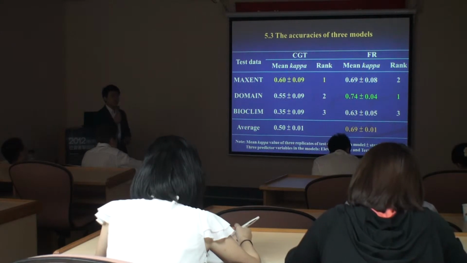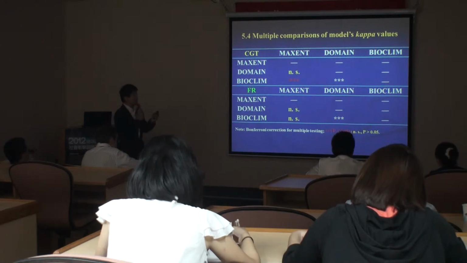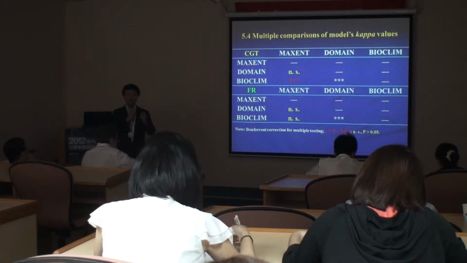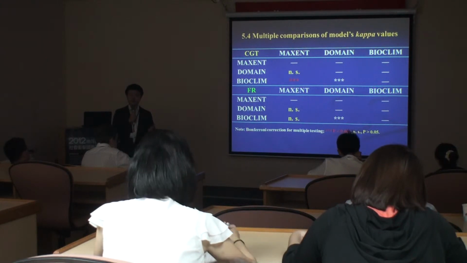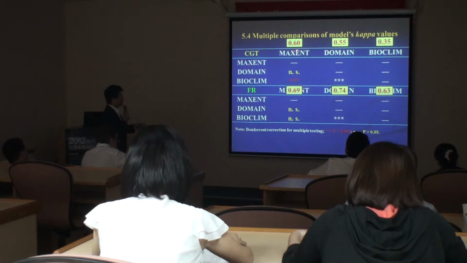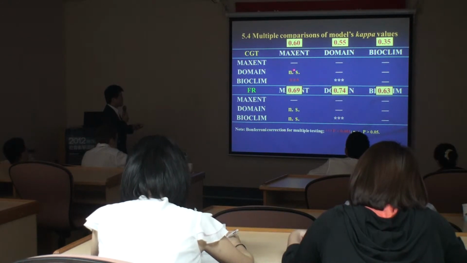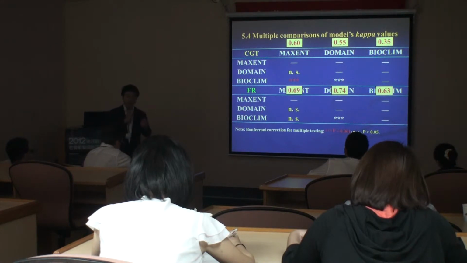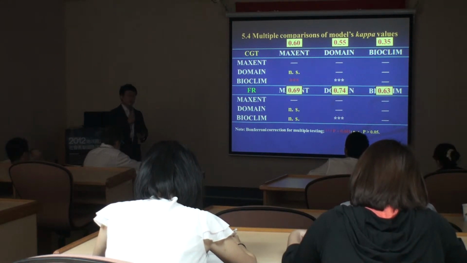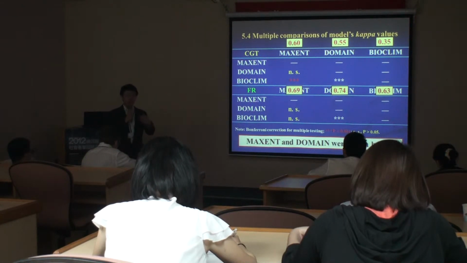Then we further compare the model performance. Of course, before that we ran the ANOVA test, and both species showed significance. Then we can use the multiple comparison. As I show you, in terms of CGT, we could find Maxent is somewhat higher than Domain, but not significantly. And both models are higher than the bioclimate model. And in terms of FR, since it is the species trait, each model is not significant, but for both species we could find that Maxent and Domain were much better for predicting according to the model performance.